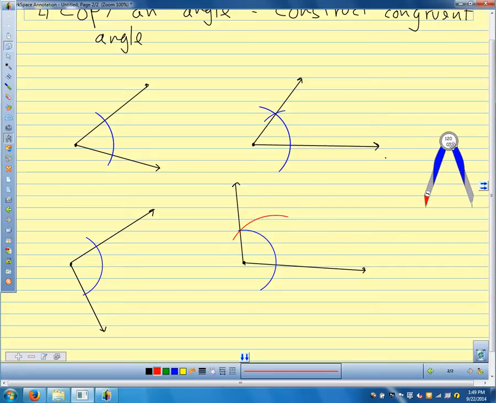All right, questions on that one? So we have copy segment, copy angle. If you follow the steps on the sheet that I gave you, it will walk you through the same steps that I just talked about.